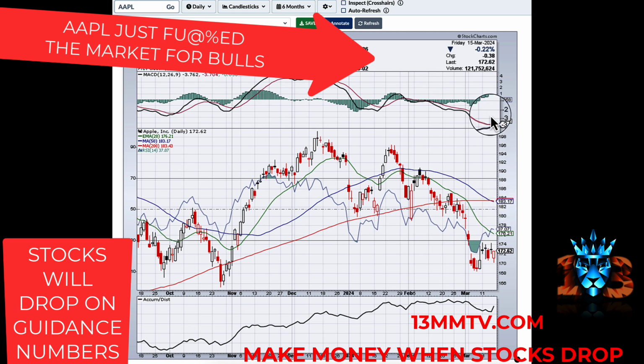There's just one bullish thing: MACD is about to cross to the upside. Now, oftentimes MACD will do this. It'll come to an orange line and it'll move lower from there. That is as far as the chart.